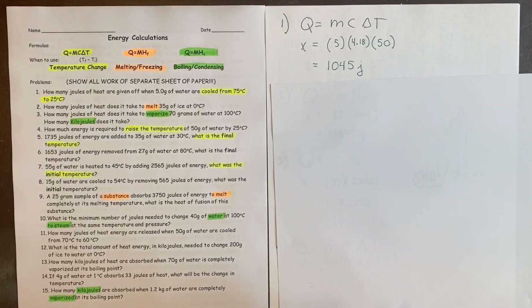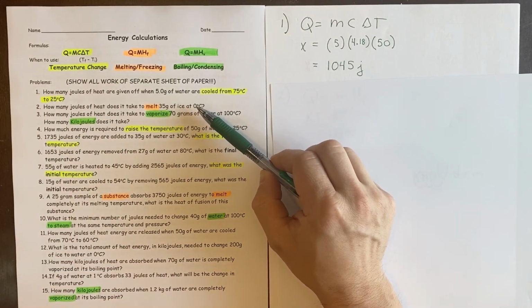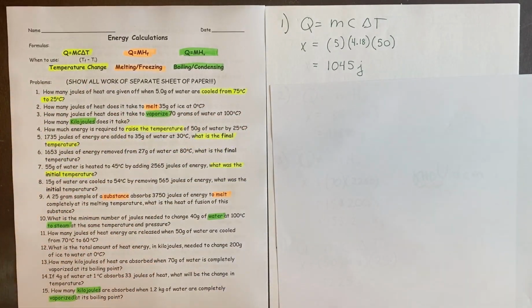Question two, how many joules of heat does it take to melt 35 grams of ice at 0C? The common mistake here is everyone sees the 0C temperature, and then they automatically think, well, I'm going to go to the temperature change formula because it has a temperature in it. But that is there to throw you off.